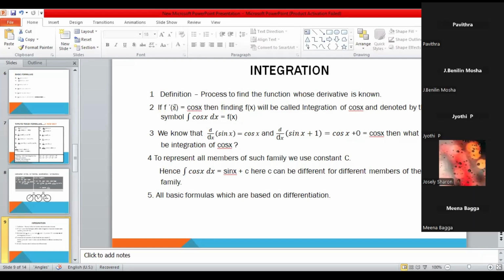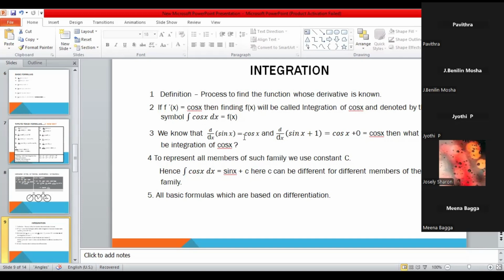Now, if f dash x is cos x, then finding f(x) will be called integration of cos x and denoted by the symbol integration of cos x dx equal to... इस तरह से बिल्कुल शॉर्ट में हमको एक्सप्लेन करना है डेरिवेटिव क्या है, इंटीग्रेशन क्या है, इंटीग्रेशन को किस सिंबल से रिप्रेजेंट किया जाता है. And one example is given.